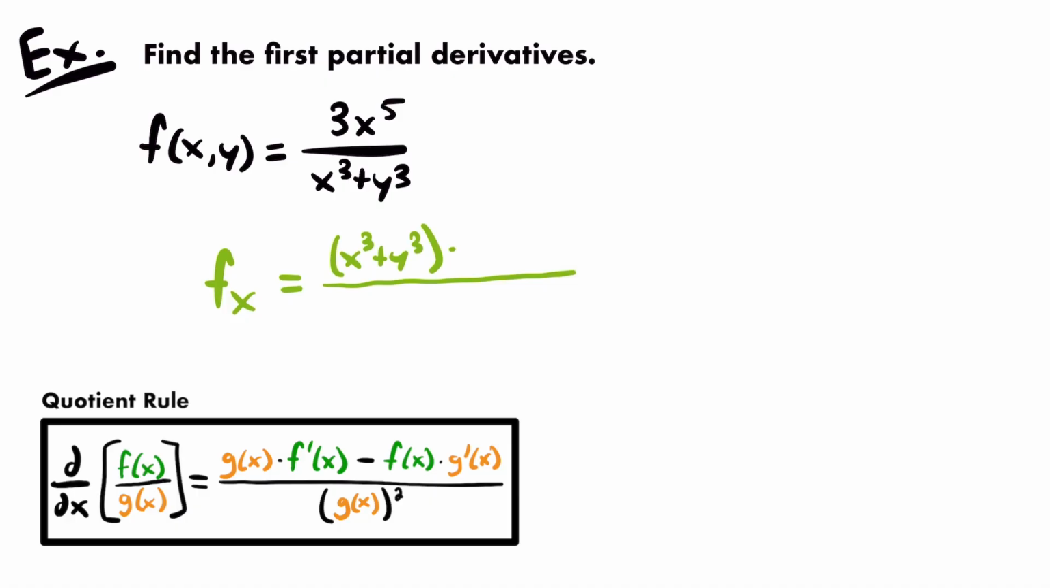Multiply that 5 down and subtract 1 from the exponent, and you get 15x to the power of 4. And then we will subtract that top function, 3x to the power of 5, times the derivative of the denominator, or the bottom function. And in this case, we're treating y as a constant. So this y cubed is just some constant whose derivative is 0. So we just have to take the derivative of x to the power of 3 using the power rule. So multiply 3 down, subtract 1 from the exponent, and you get 3x squared. All right, and then in the denominator, you just square the bottom function. So we have x cubed plus y cubed squared.